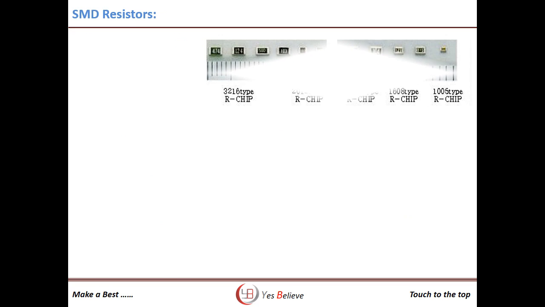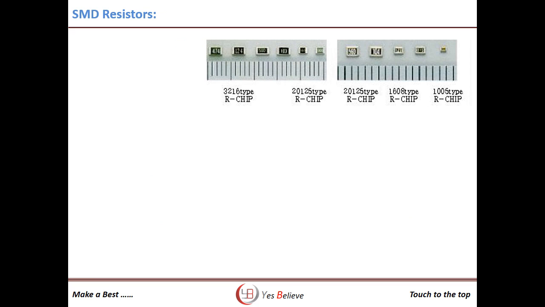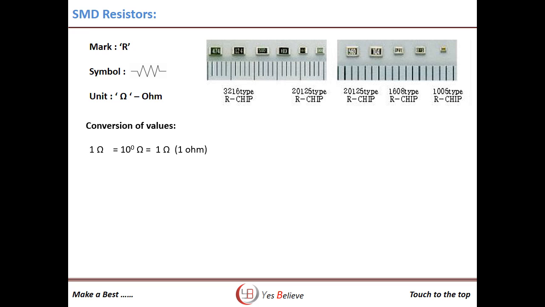Let's start with the resistor. It is used in electronic production. It decides the amount of electric current and it should be used according to the value or capacity, size and tolerance. The resistor is marked as R. Its unit is ohm. In SMD, the unit can be converted as follows: ohm, that is 10 raised to 0, kilo ohm, that is 10 raised to 3, and mega ohm, that is 10 raised to 6.